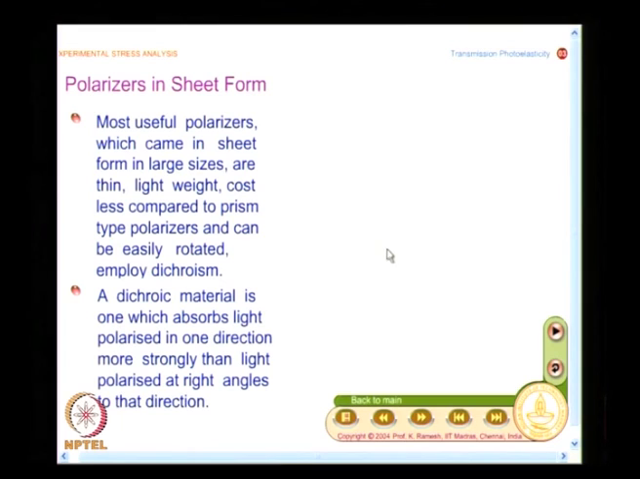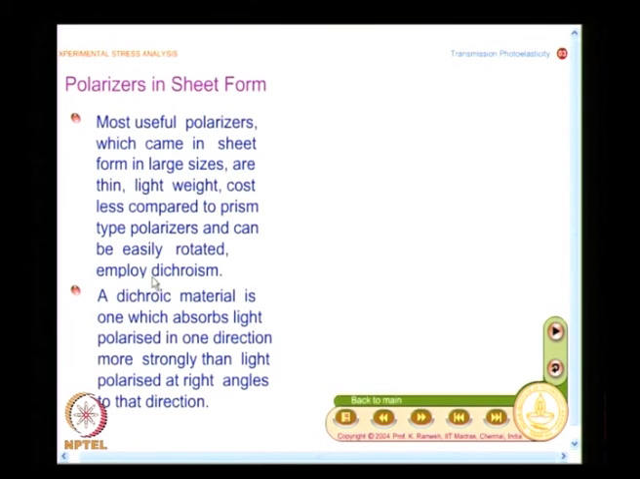And this is what you have to understand. Most useful polarizers which came in sheet form in large sizes are thin, lightweight, they cost less compared to prism type polarizers and can be easily rotated. Disadvantage, because when I want to analyze light, I want to rotate the polarizer. If I have a crystal, I need to have some kind of holding arrangement, and it becomes difficult.